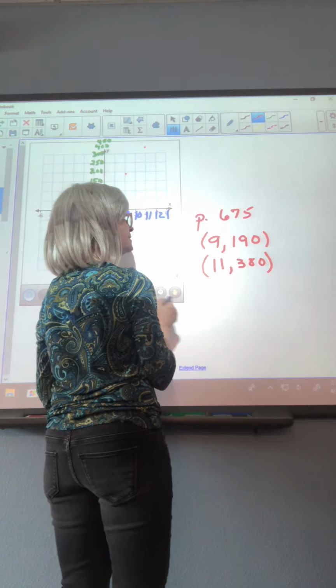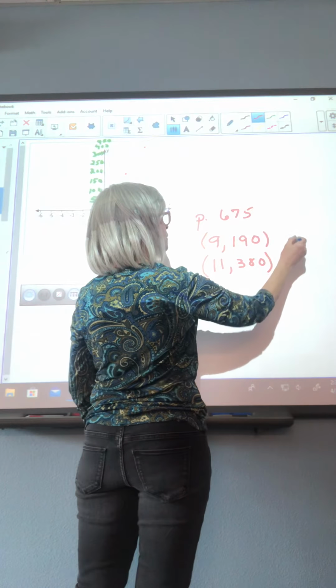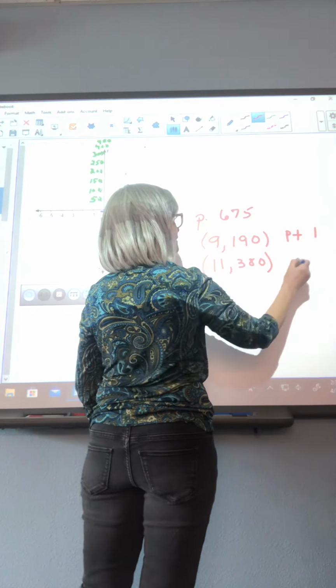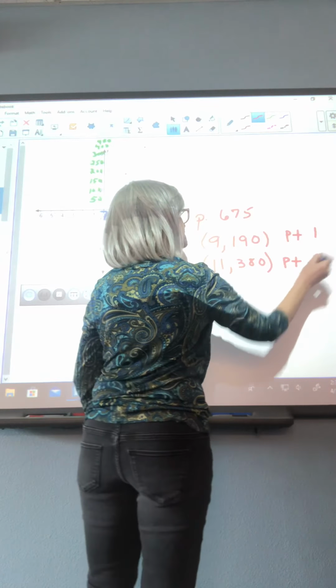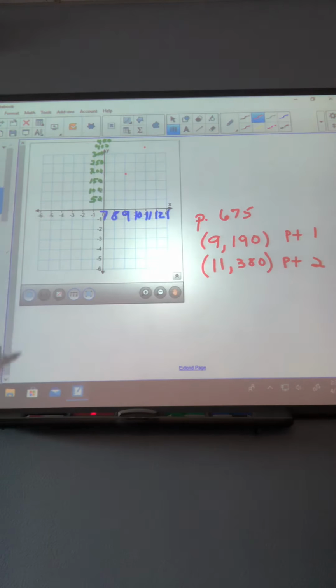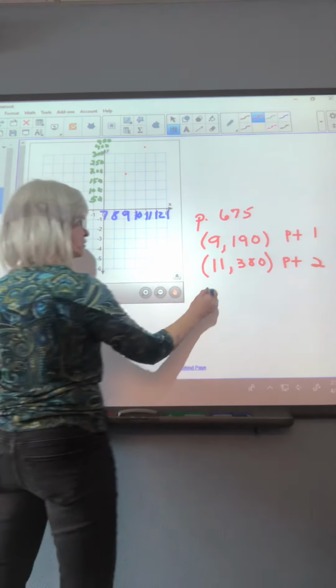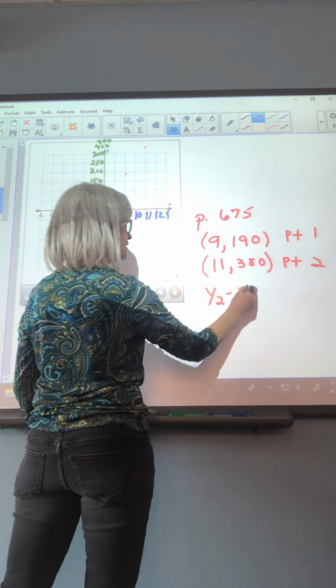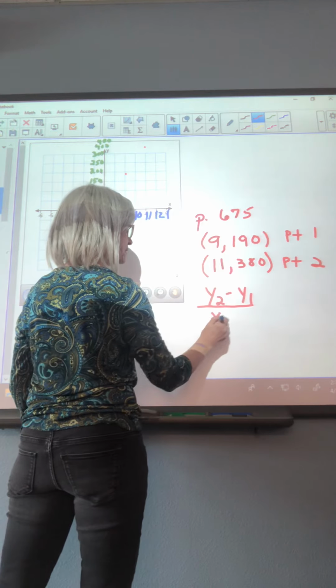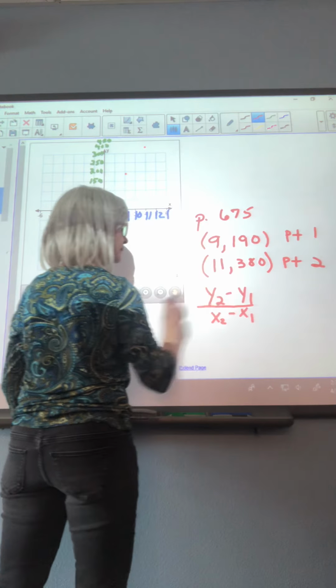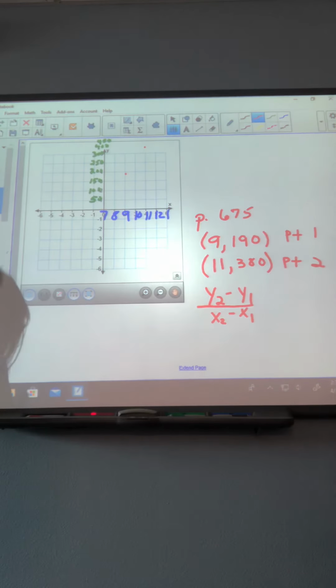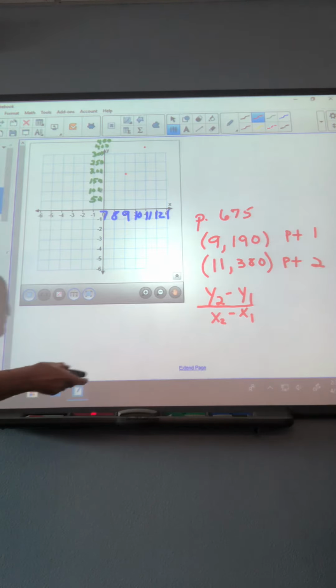Okay, so let's make this be point 1 and this point 2, and let's use the slope equation. And remember, the slope equation is y2 minus y1 over x2 minus x1. So go ahead and do the math. I'll do it as you're doing it, and hopefully we're going to come up with the same thing.